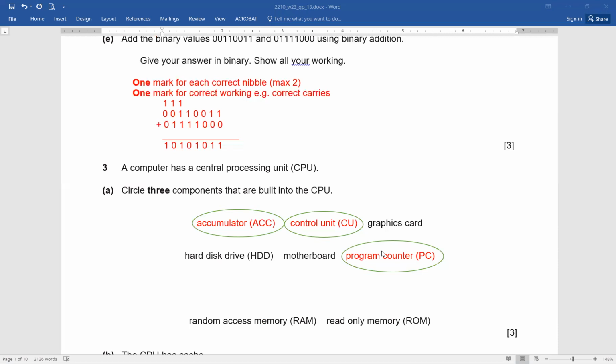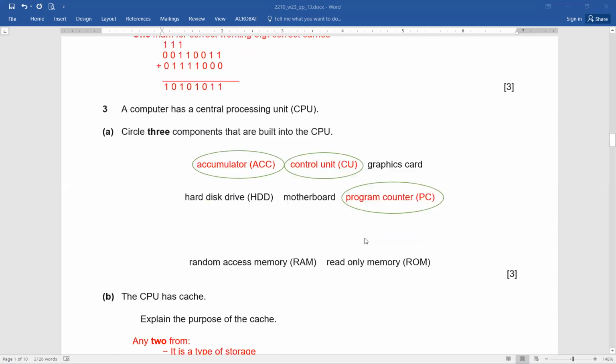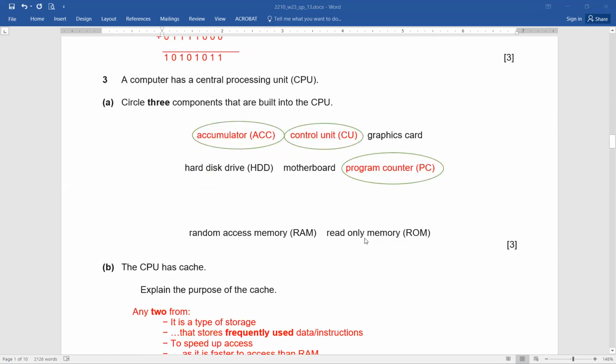See, graphics card is not a part of the CPU. Hard disk drive is not a part of the CPU. Motherboard is not a part of the CPU, though some of you may have thought about it. Similarly, random access memory and read-only memory are definitely not a part of the CPU. So these are the only 3 components that are built in, and then you will score so easily.